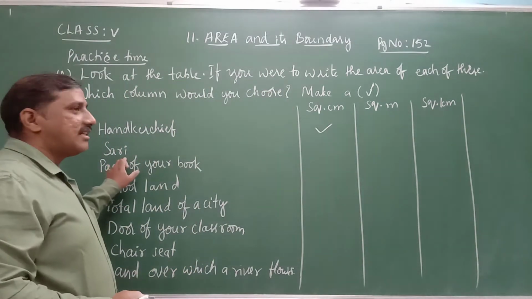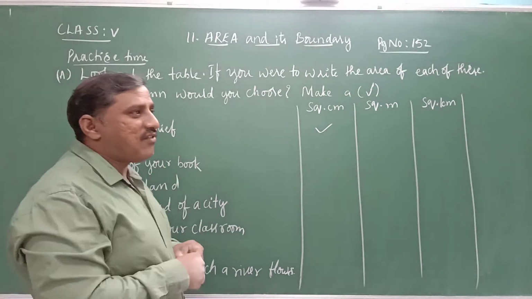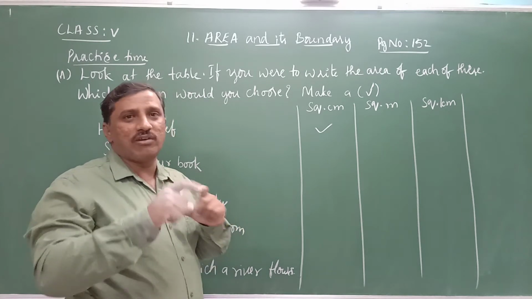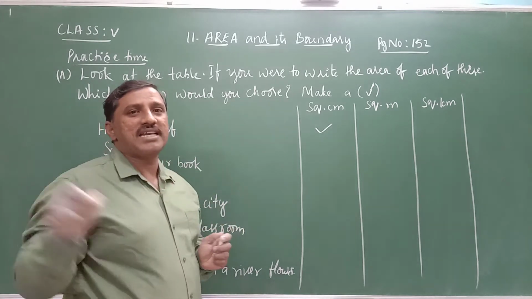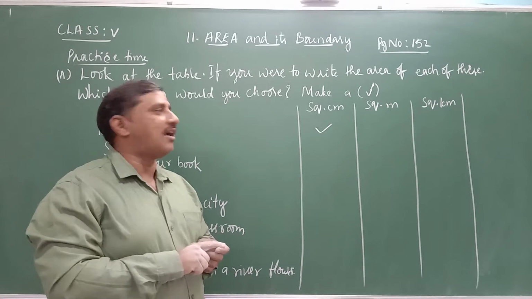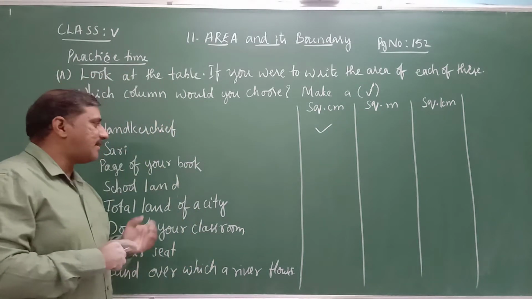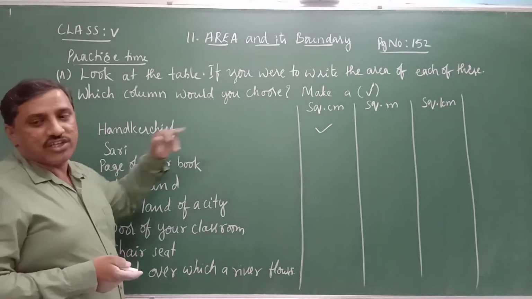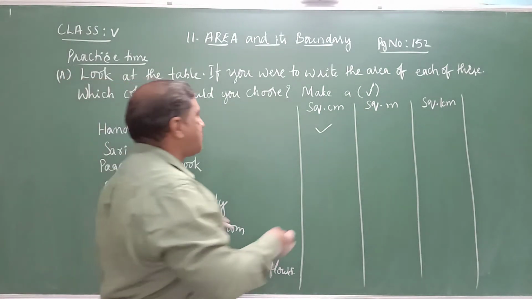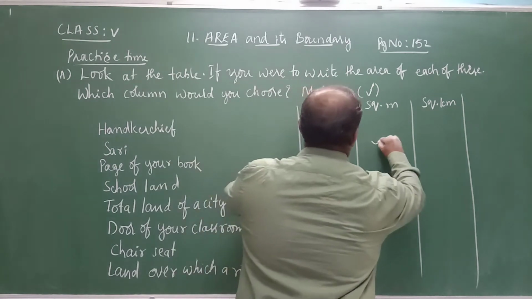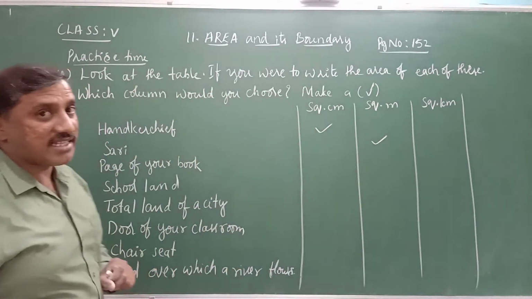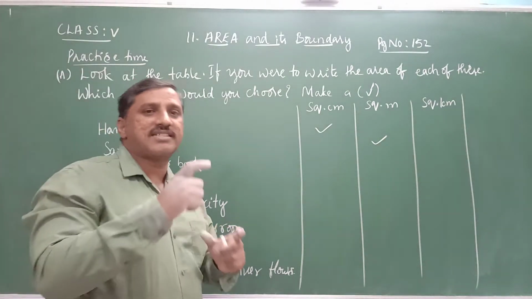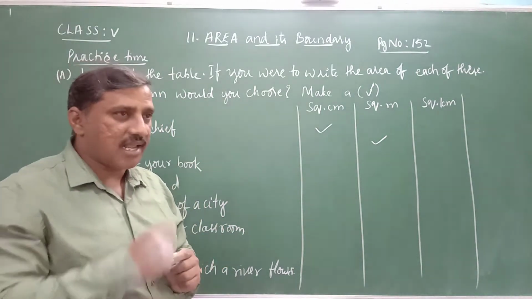Now, sari. You might have seen, even if you go to the shop, the sticker on the saris shows measurements in meters. So the length and width will be in meters. Therefore, to find the area of a sari, which unit do we use? It is square meters, not square centimeters. If you visit a shop and observe the sticker on a new sari, you will find it in meters.